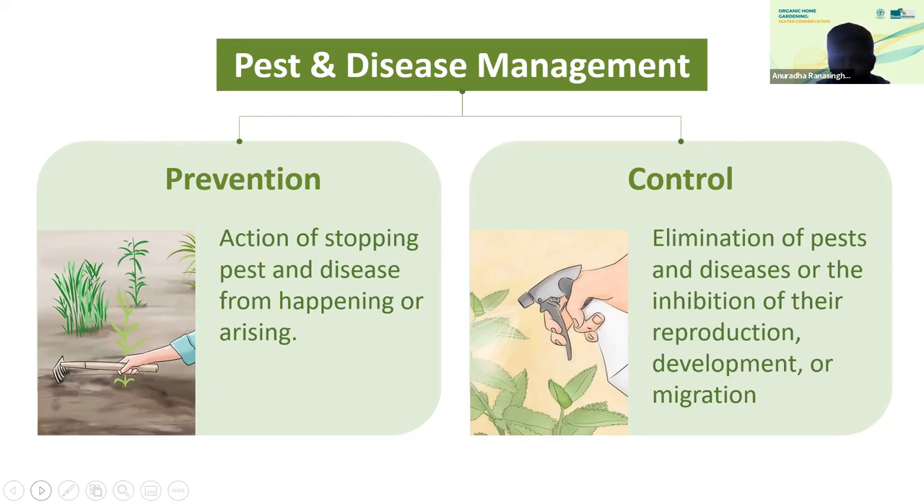Then control is the other important part. Once we prevent, or if we couldn't prevent, or we may be able to prevent only up to a certain level, then we need to implement control measures. Controlling means we try to reduce the number of pests in our garden without eliminating them. We are not expecting 100% clearance of the pest from our garden premises. We try to control and mitigate the negative impact of pests or diseases in our garden. So we try to keep the numbers low, or keep the disease spreading at a lower level, especially when we are doing home gardening.